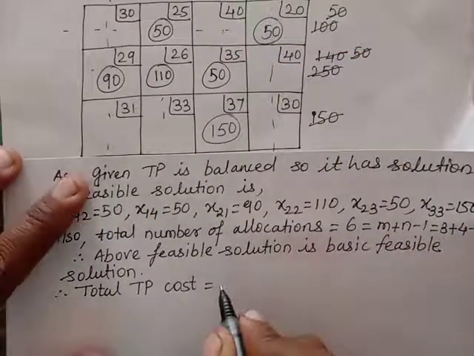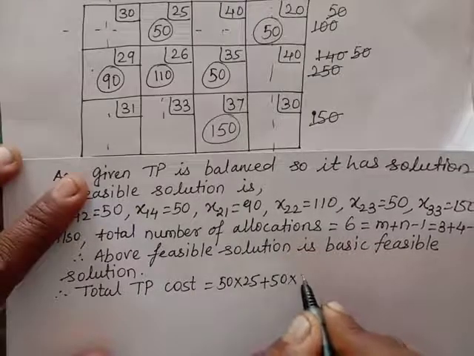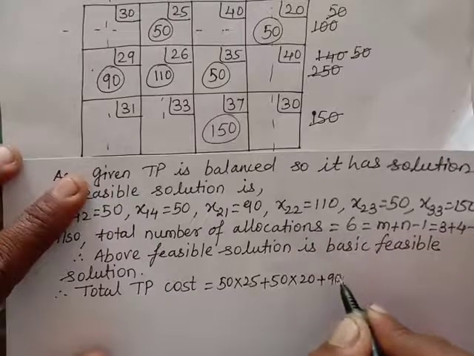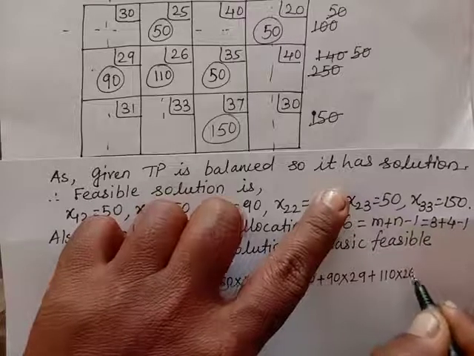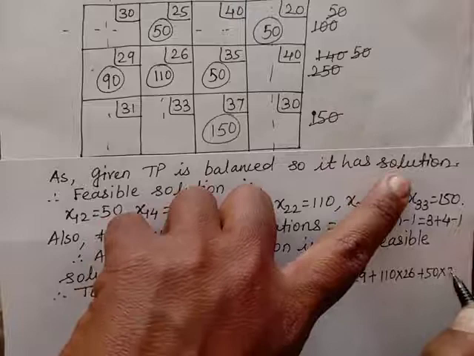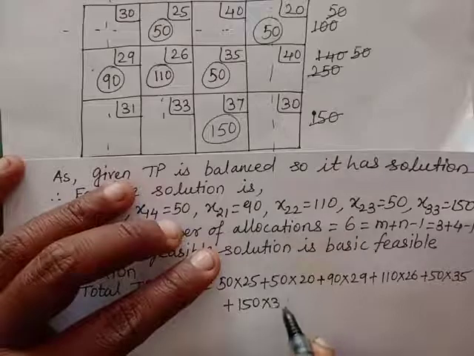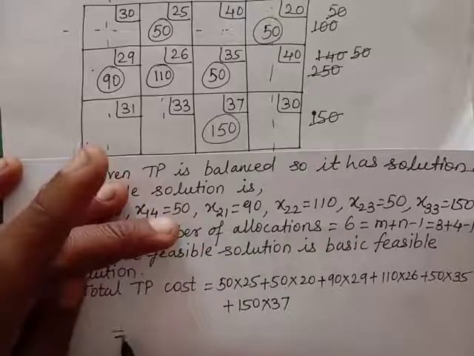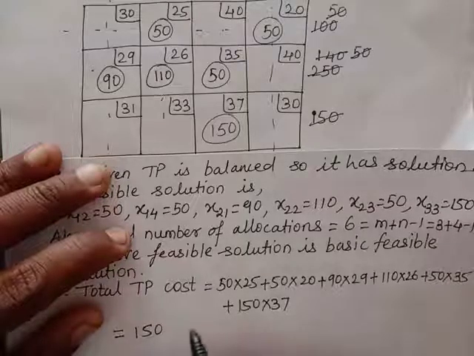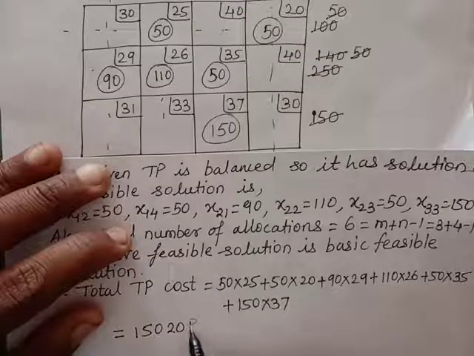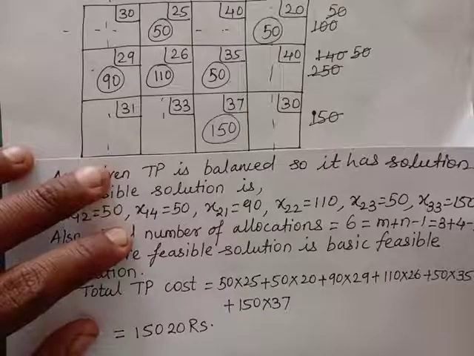Fine. So 50 into 25 plus 50 into 20 plus 90 into 29 plus 110 into 26 plus 50 into 35 plus 150 into what? 37. So this addition we have done, then it will be 15,020 rupees.